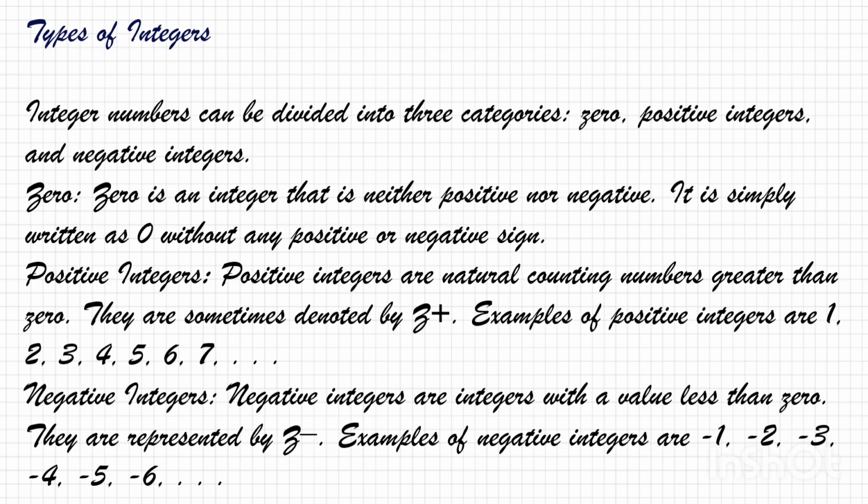Positive integers. Positive integers are natural counting numbers greater than 0. They are sometimes denoted by Z plus. Examples of positive integers are 1, 2, 3, 4, 5, 6, 7, and so on. Negative integers. Negative integers are integers with a value less than 0. They are represented by Z minus. Examples of negative integers are -1, -2, -3, -4, -5, -6, -7, and so on.